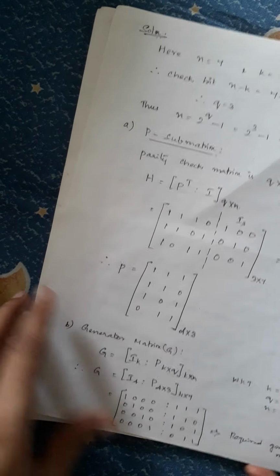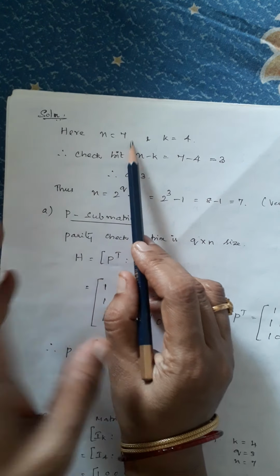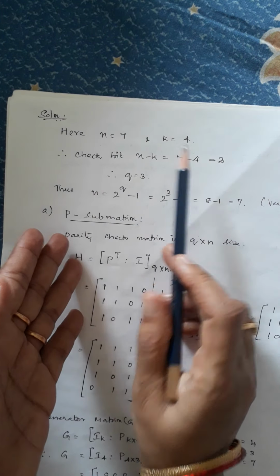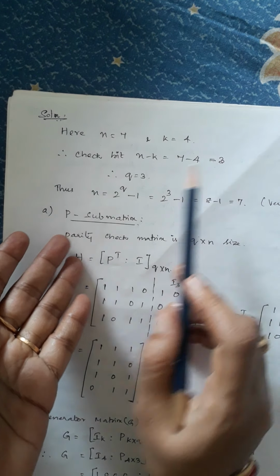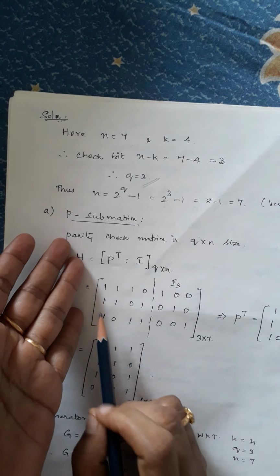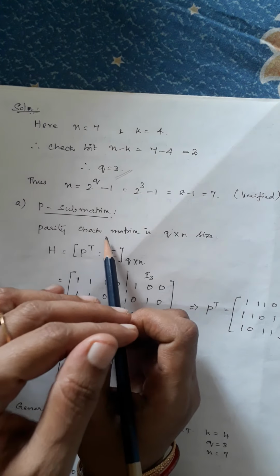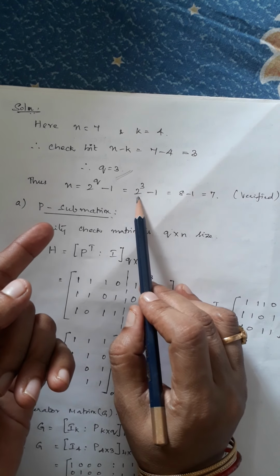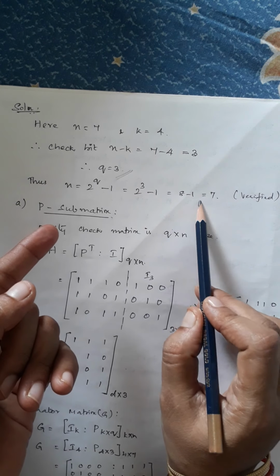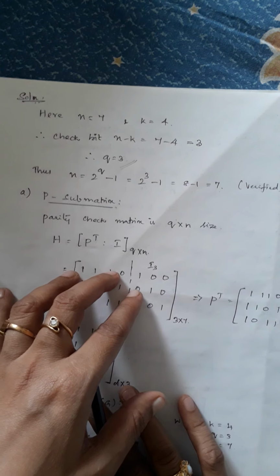Okay. So from the matrix given and the problem statement, you can check n is equal to 7, k is equal to 4, then the number of check bits will be n minus k, that is 7 minus 4, which is 3. So the number of check bits to be appended, q, is equal to 3. But you should also check the condition for the Hamming code. n should be 2 to the power of q minus 1. So 2 to the power of 3 minus 1 is 7. This is the condition you have to verify.